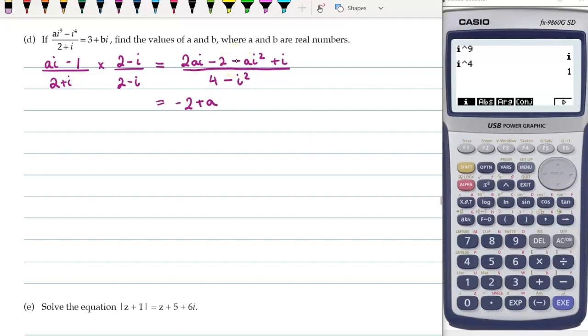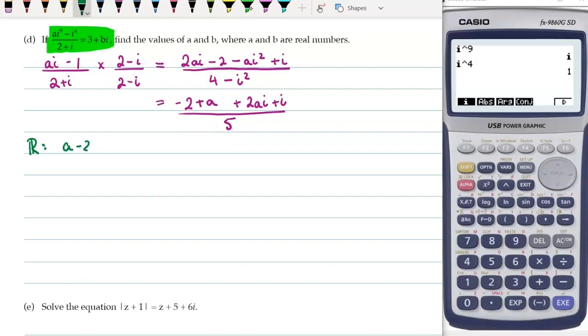I'm getting the real parts out first. Then the imaginary, we have 2ai plus i. And on the bottom, i squared is minus 1, so if we do minus minus 1, we've got 4 plus 1, which is 5. Now let's go back to here and compare it to the 3 plus bi. So for the real parts of that, on the left, on this bit, we've got these are the real parts.